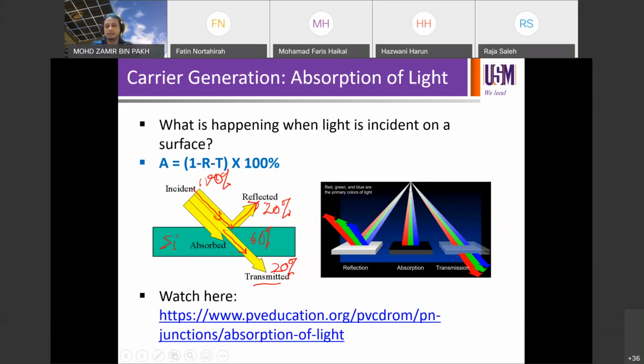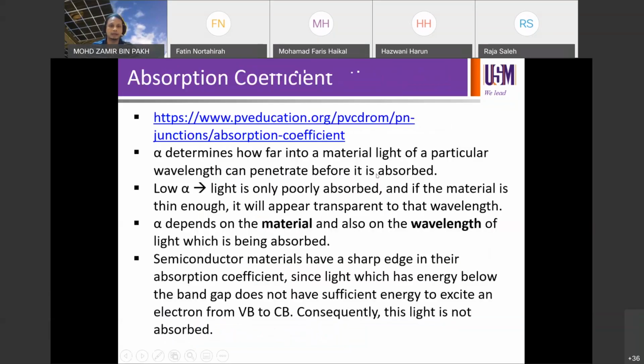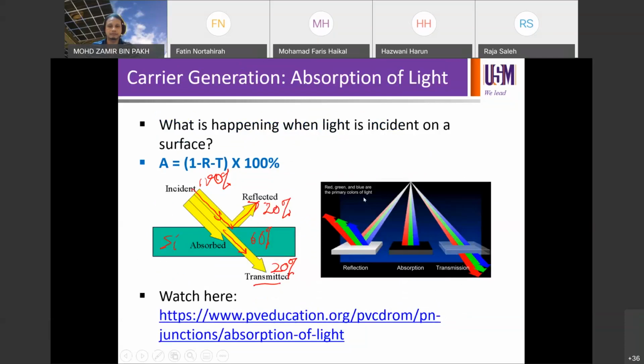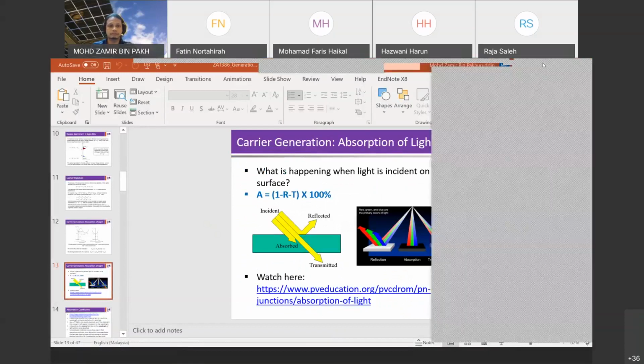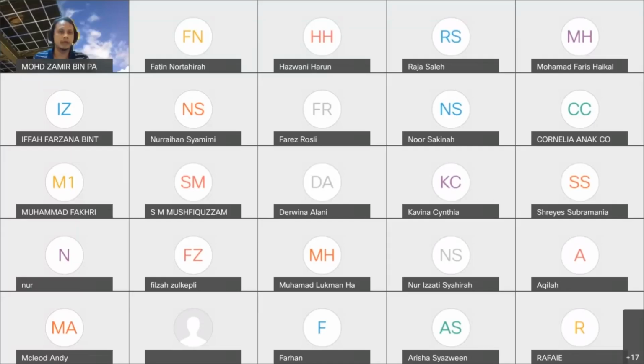See, out of the 100% of these three colors, for example, if you assume these three, then the one on the left will be all reflected, and the one in the middle will be all absorbed, and the one on the right will be all transmitted. Okay, so let's see what actually happens when the light is absorbed. Let me share the page with you so that you can see the animation.